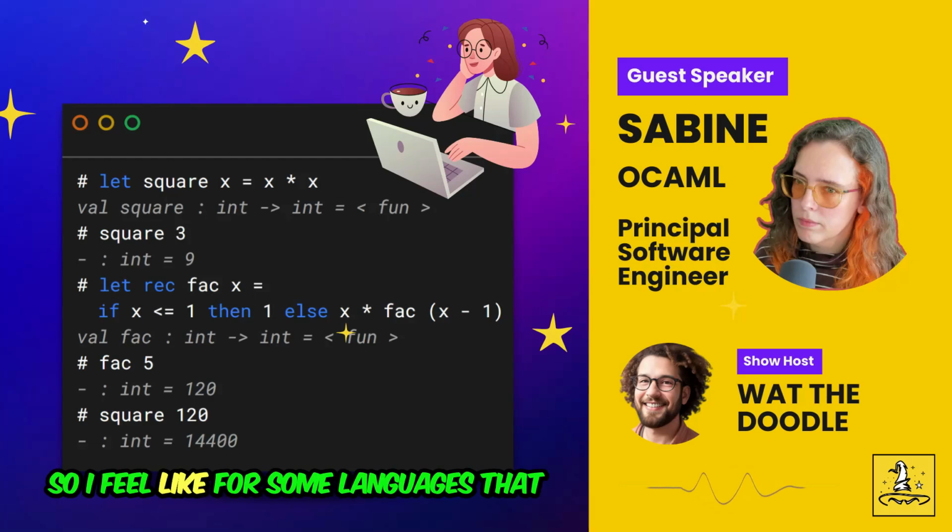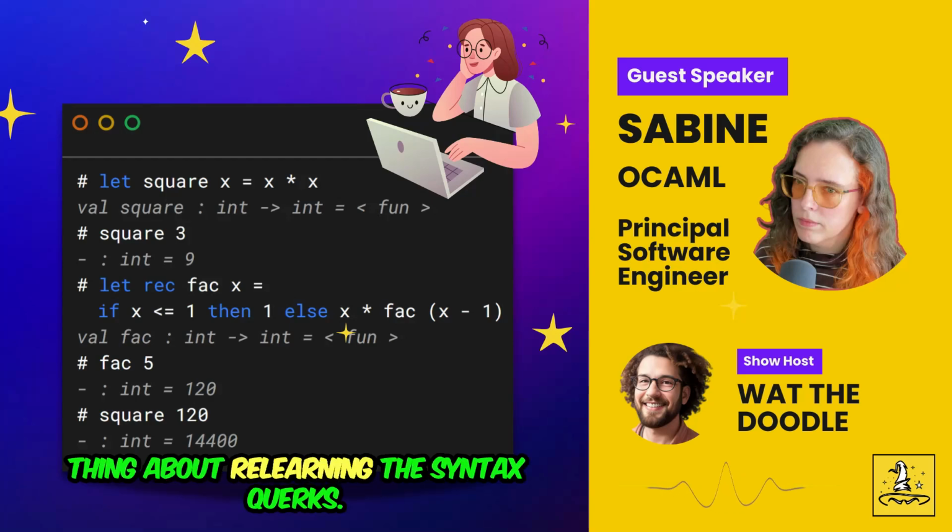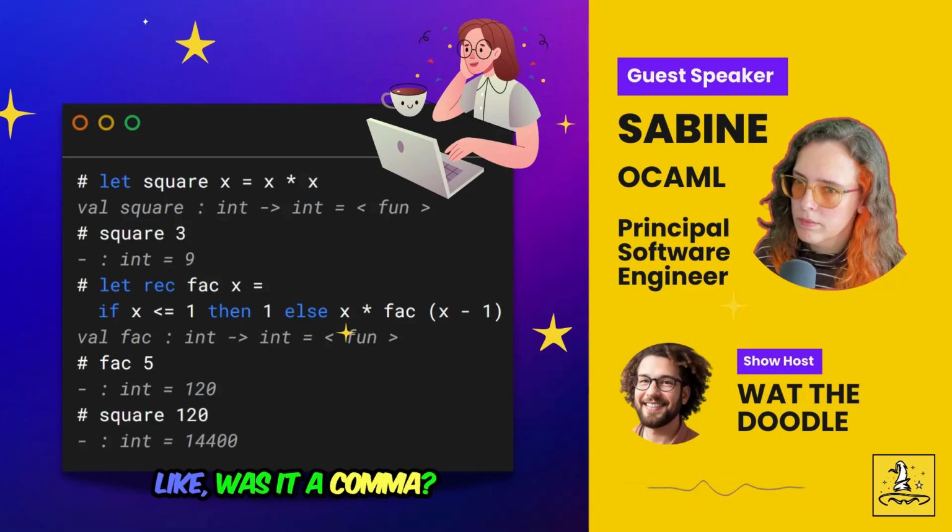So I feel like for some languages that I have used less than C, it's a thing about relearning the syntax quirks. Like, was it a comma? Was it a semicolon? So these kinds of things. But overall, it's usually pretty quick to switch between these.